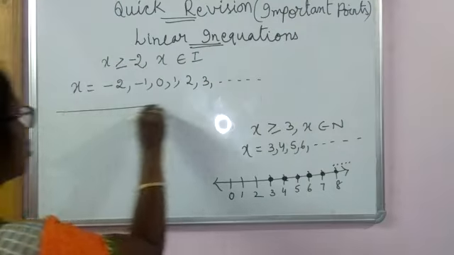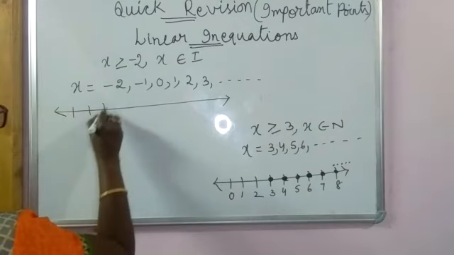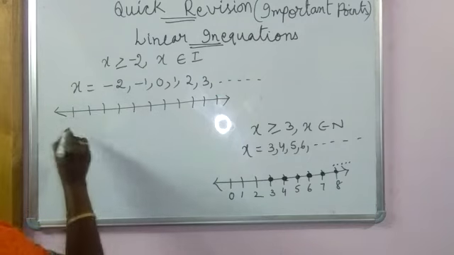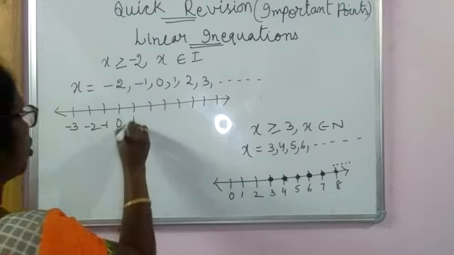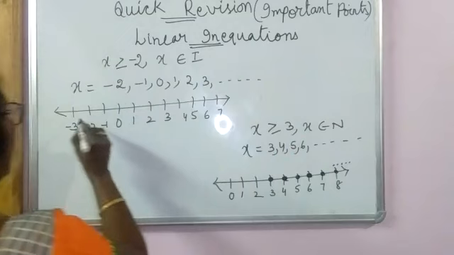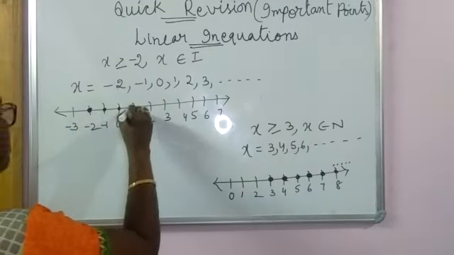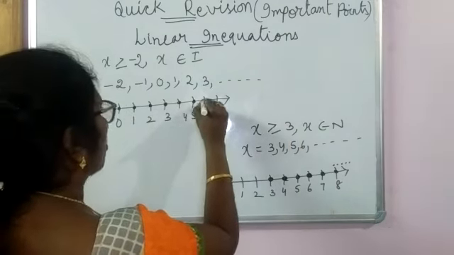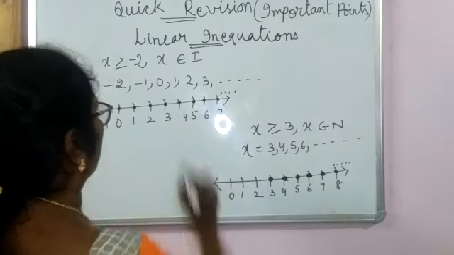So here, how to graph the solution set? As soon as you draw a number line, show the arrows and draw the lines in order to show the integers. Here minus 2 is there, so at least minus 3 you have to take: minus 2, minus 1, 0, 1, 2, 3, 4, 5, 6, 7. This side continuation, starting from minus 2, you have to show. And also this side it continues.